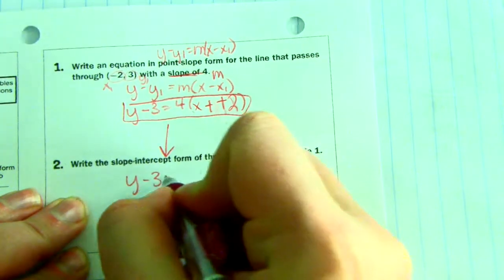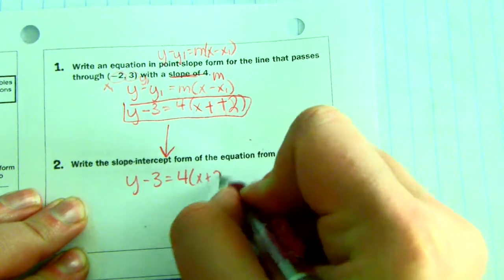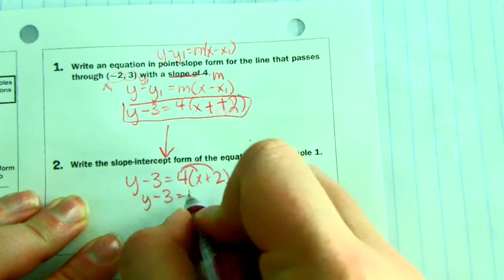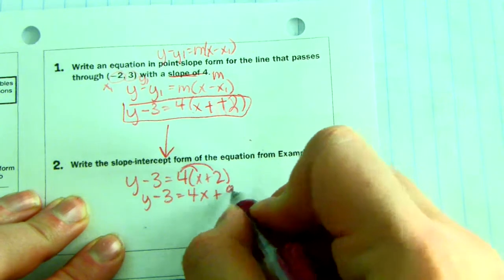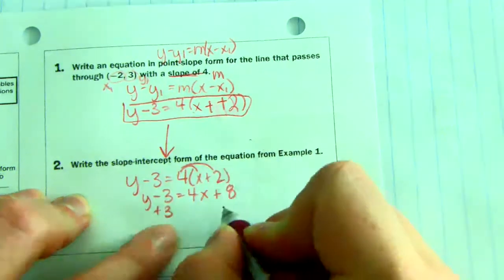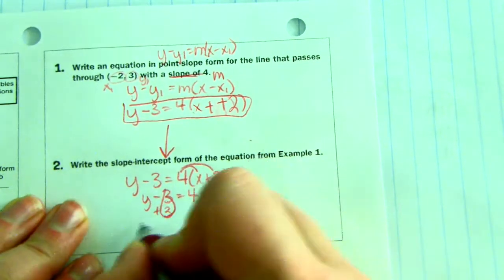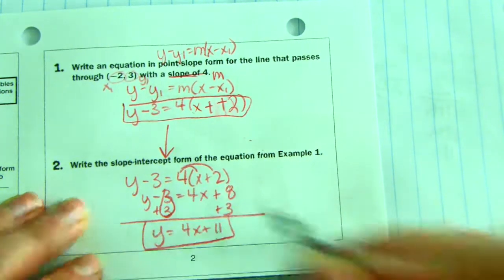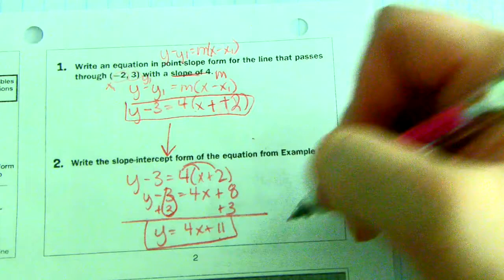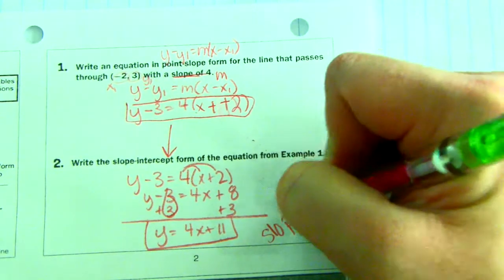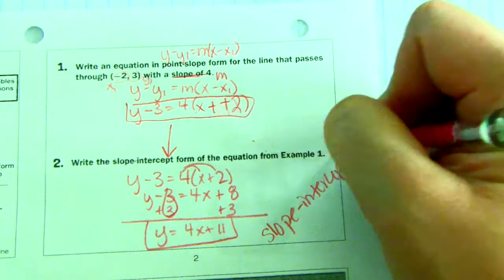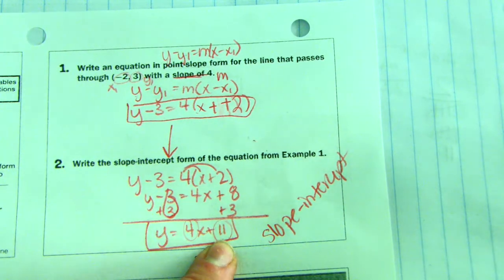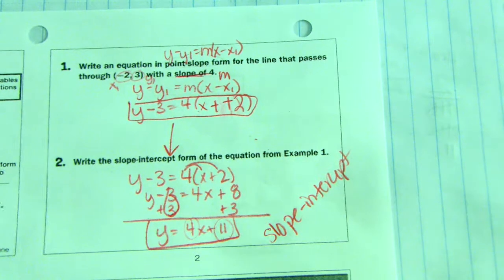So I'm just going to rewrite it down here. Well, I see this 4, so we're going to use the distributive property here and distribute my 4. 4x multiplying to both. Then I'm going to add 3 to both sides to get the y by itself. So I get y equals 4x plus 11. And I'm done. This would be slope-intercept, because of the slope and the intercept. So the intercept is (0, 11), where it crosses the y-axis.